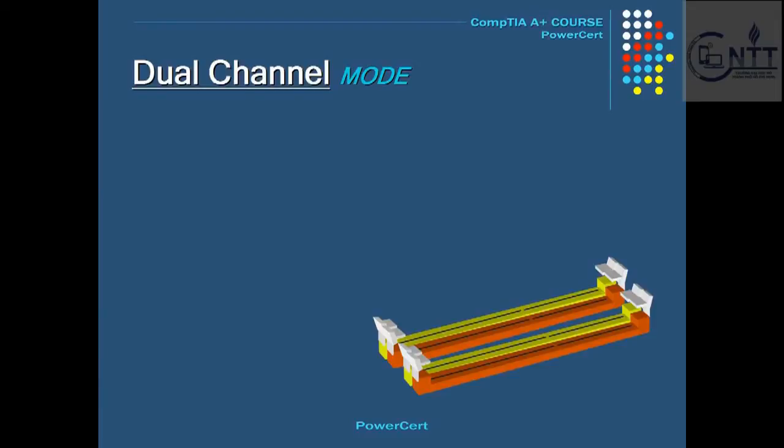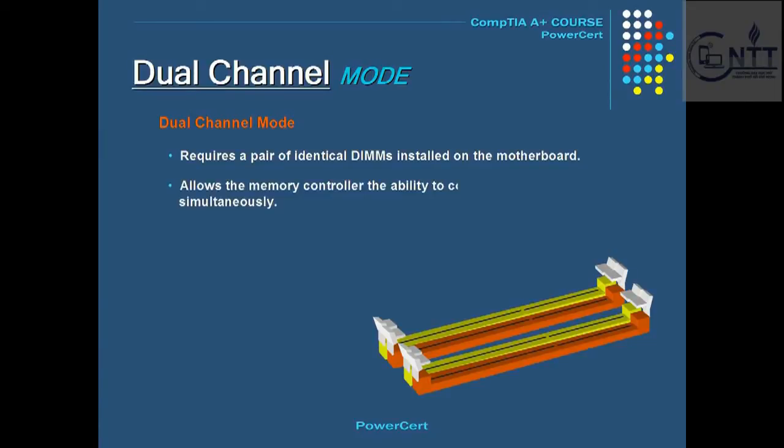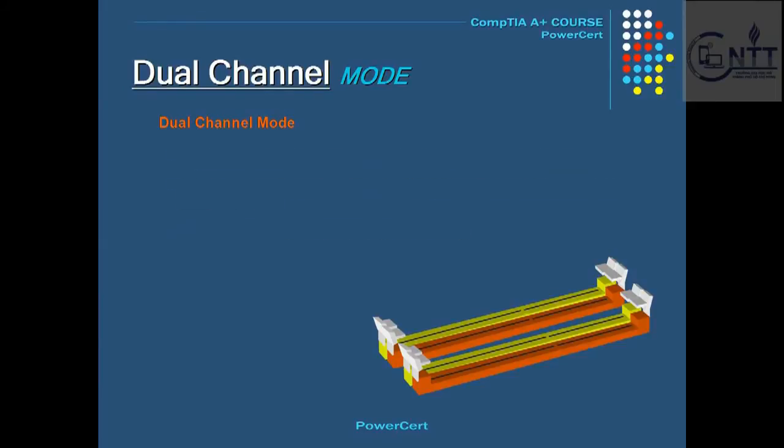To meet the higher demands of faster processors and memory controllers, a new technology was developed called dual channel mode. Dual-channel mode requires a pair of identical DIMMs installed on the motherboard, which allows the memory controller the ability to communicate with two DIMMs simultaneously, which increases the speed of accessing the memory.